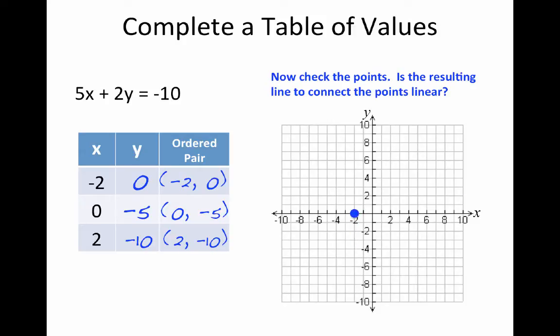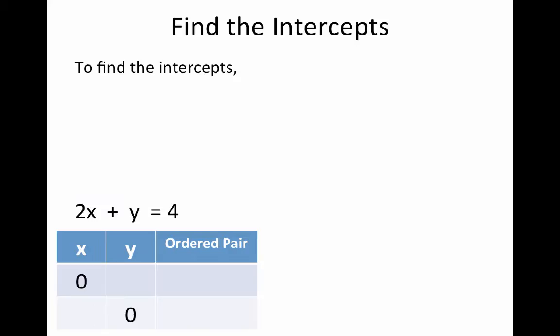Here's the point -2, 0, the point 0, -5, and the point 2, -10. Notice if I draw a line to connect the points, the line is a straight line. That means those 3 points are a solution to the linear equation 5x plus 2y equals -10. And because all 3 points fall in the line, we know we did our math correctly. Notice again that any point we pick on that line would be a solution to the linear equation 5x plus 2y is equal to -10.